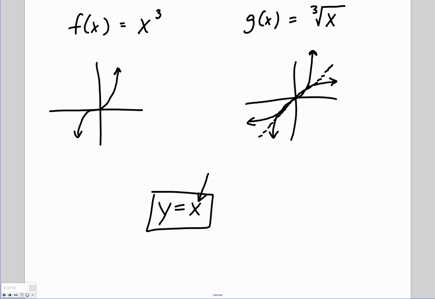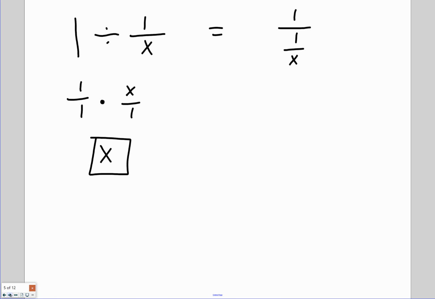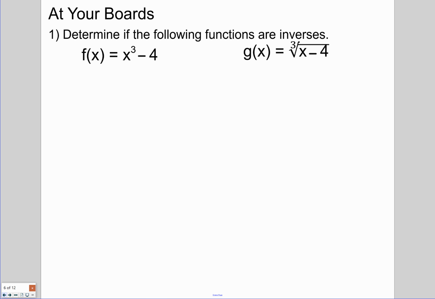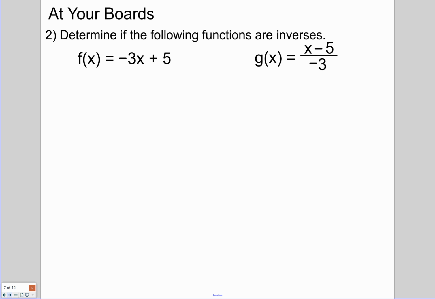Okay, here's what you're going to do. You're going to try this process for these two functions, x cubed minus 4 and the cube root of x minus 4, and negative 3x plus 5 and x minus 5 over negative 3. This is where we're going to do f of g of x and g of f of x. If you don't get x when you do the first one, what can you do? Stop and write they're not inverses of each other. But if you get x, you got to do the other one.